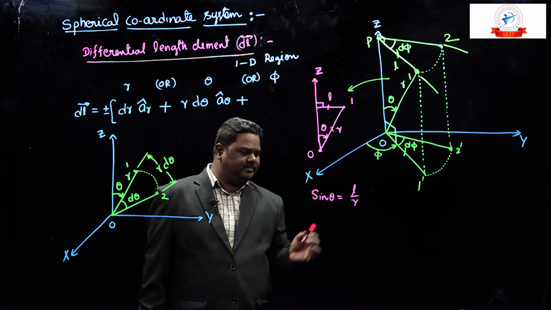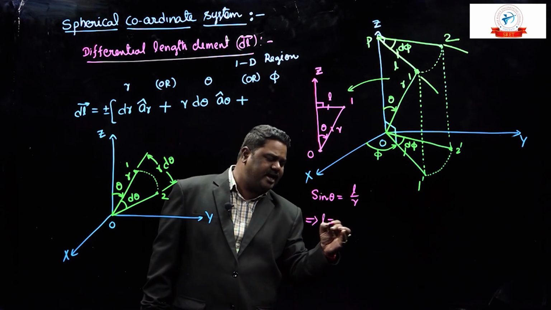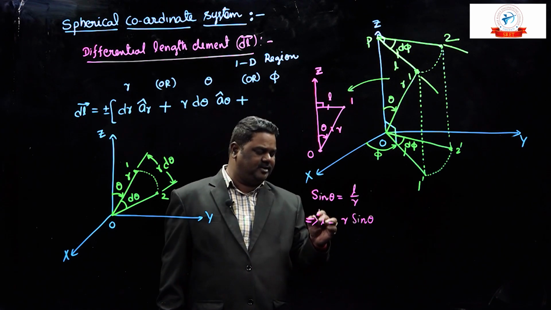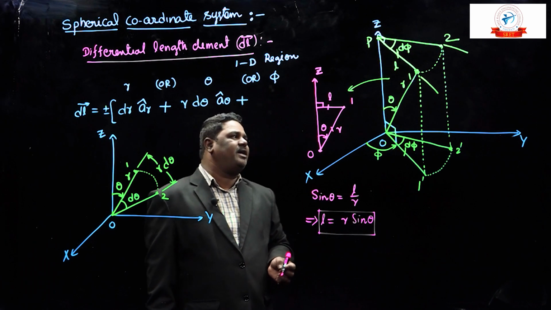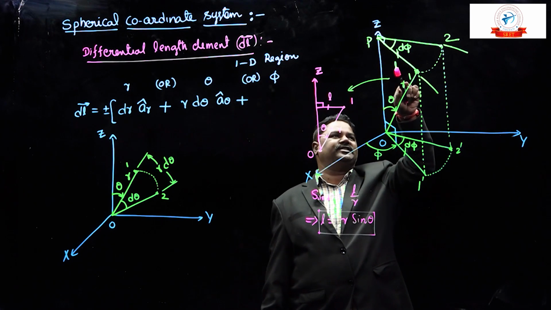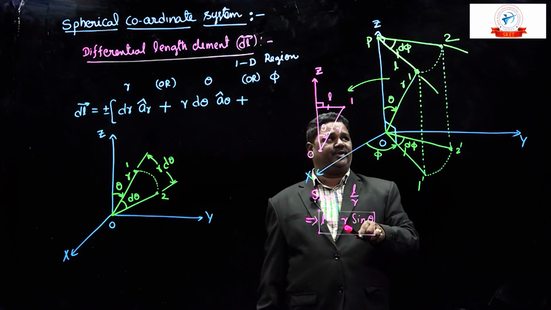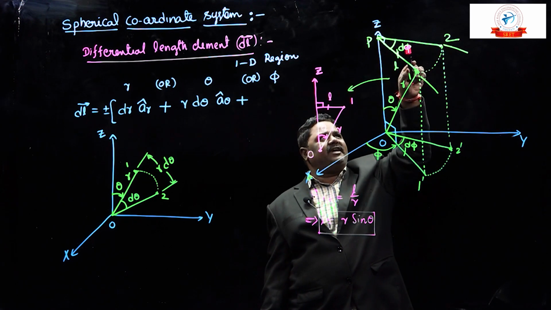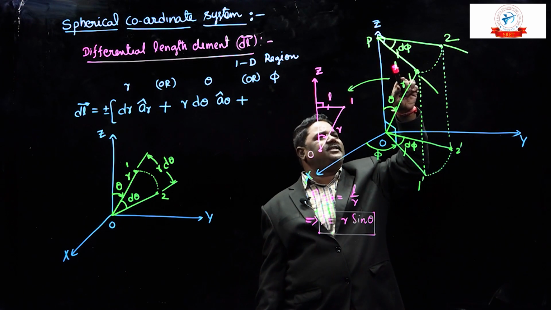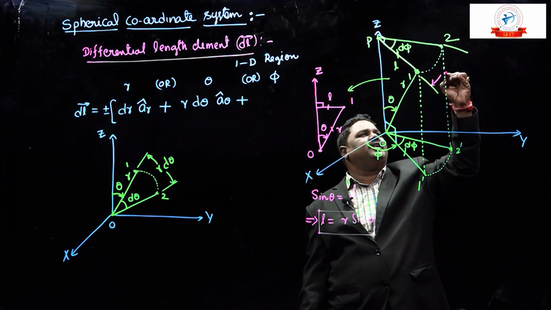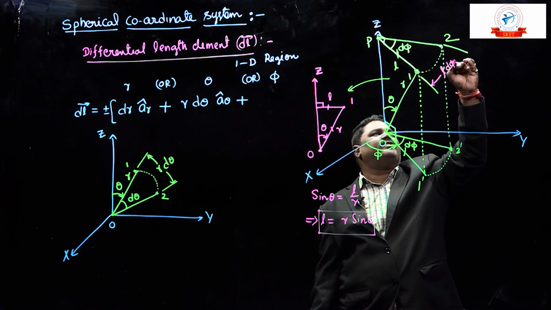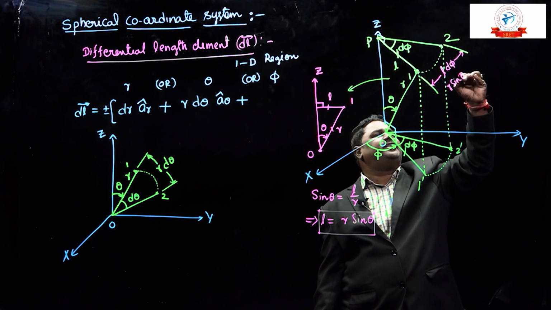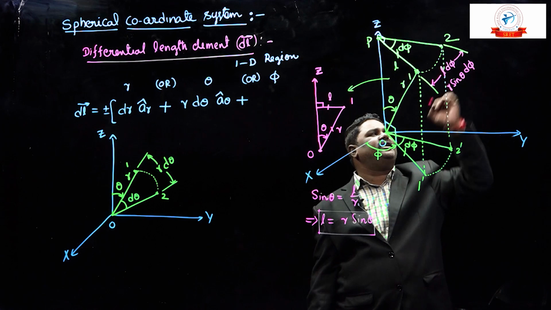From this equation, what is L? L is nothing but R into sine theta. So we obtain that the length L is R sine theta. Then can you tell me what this arc length is? Here the angle made by this arc is d phi and the length of the side we have moved is L. Then this arc length is nothing but L into d phi. But what is L? L is R sin theta, multiplied with d phi.